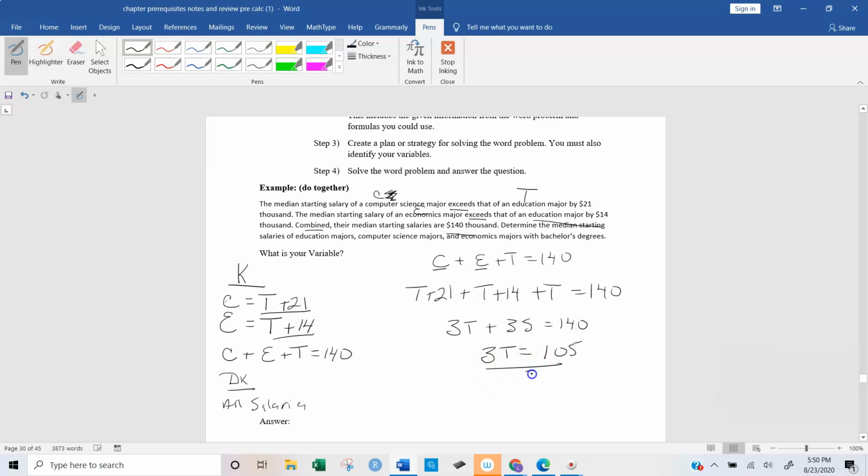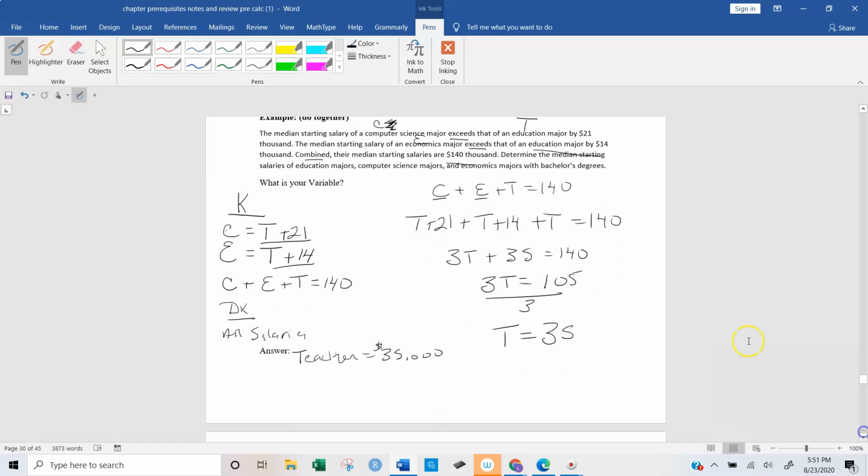So divide by 3, get your calculator out here. That is equal to, what is that? Let's divide by 3 here, and I'm going to get $35,000. So I know a teacher is going to start out at $35,000. All right, but I asked for all 3. So in order to find the computer science, I have to take the 35 plus 21. So the computer science guy is going to make $56,000.